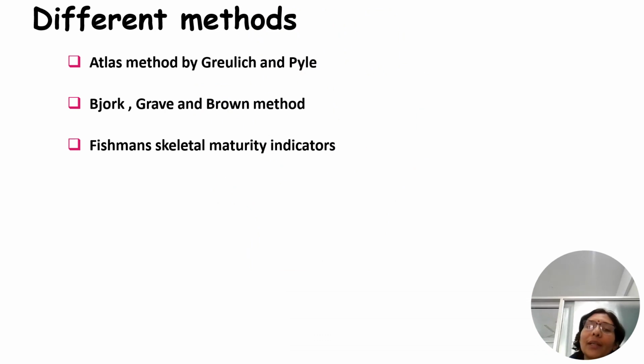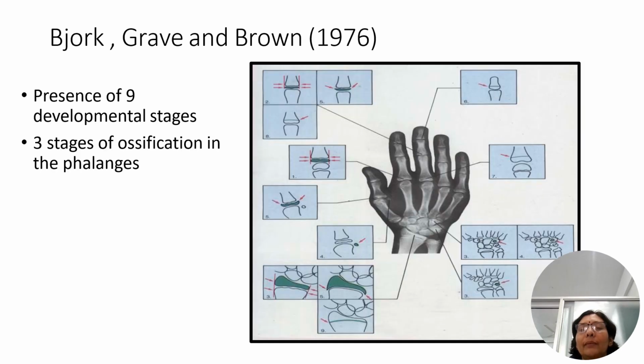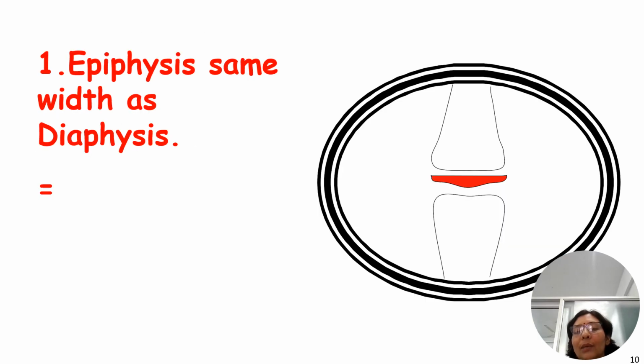Now, the methods we'll be discussing today are the Atlas method by Greulich and Pyle, the Bjork, Grave and Brown method, and Fishman's skeletal maturity indicators. Coming first to the Bjork, Grave and Brown method: Bjork, Grave and Brown gave 9 developmental stages depending on 3 stages of ossification in the phalanges.